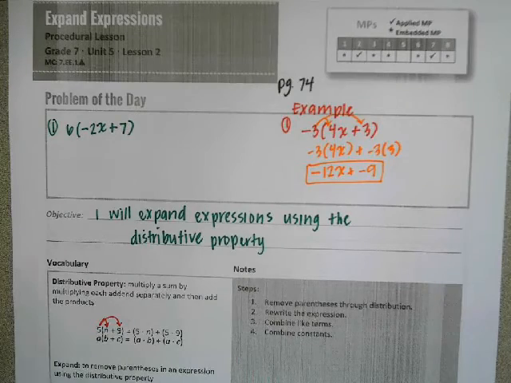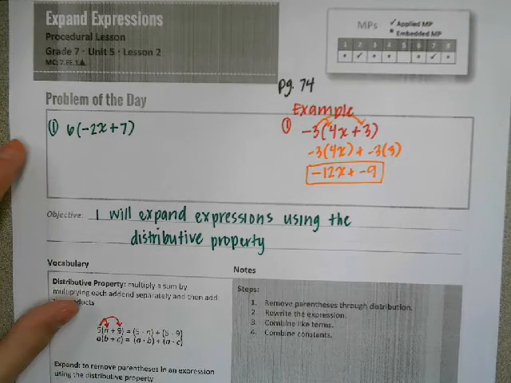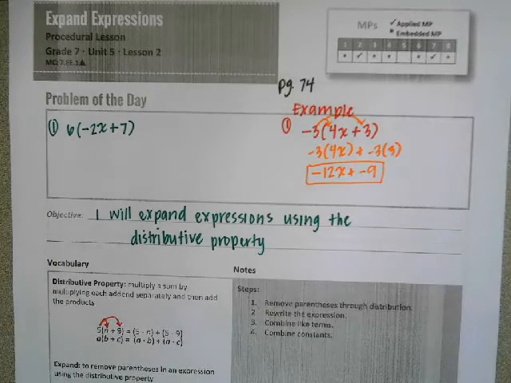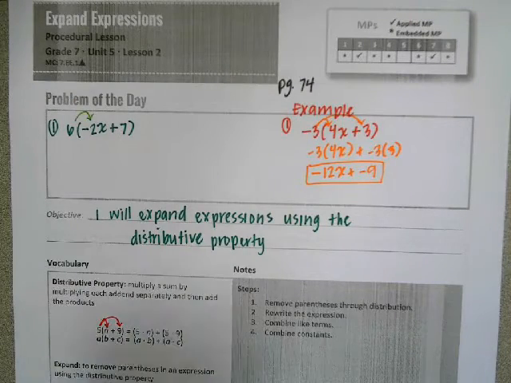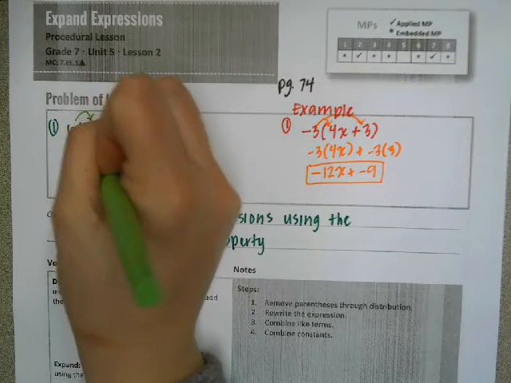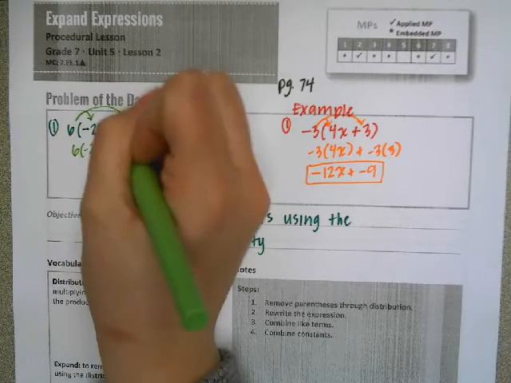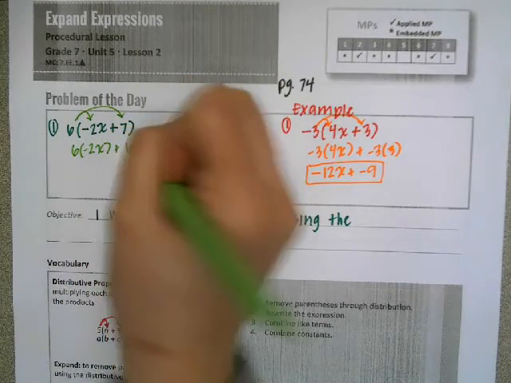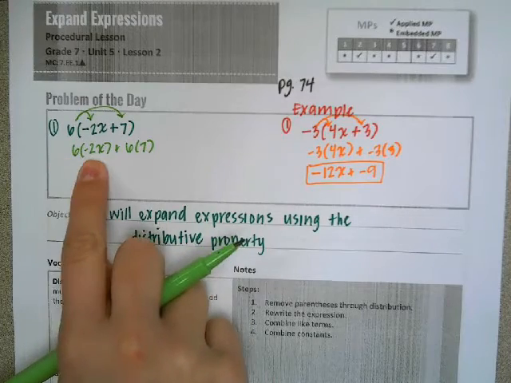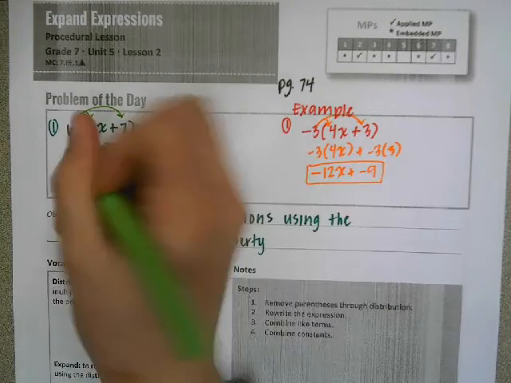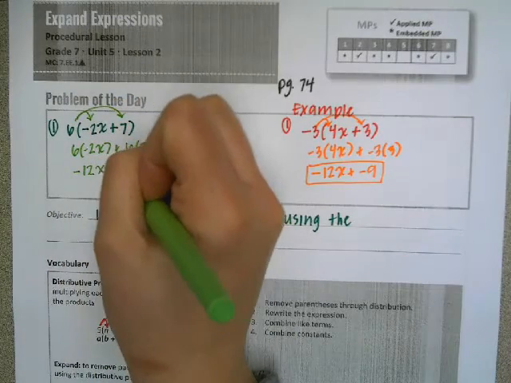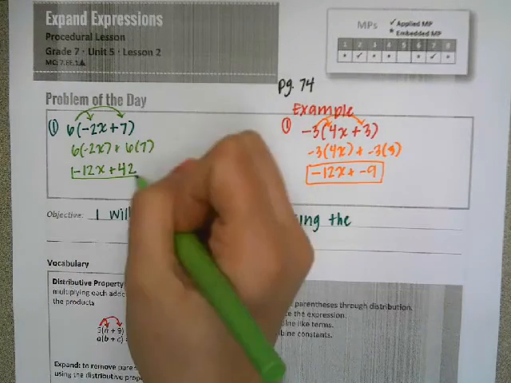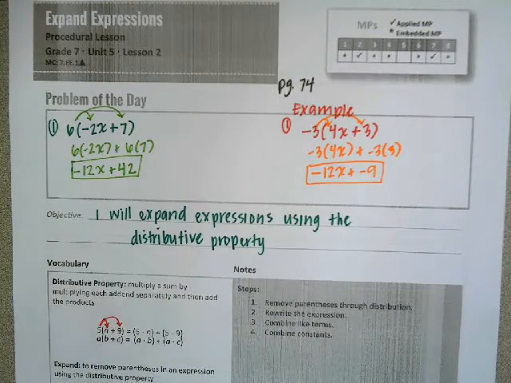So for the example in green now, we are going to do 6 times negative 2x plus 7. So again, we're just taking the number on the outside and multiplying it by each term inside the parentheses. So 6 times negative 2x, plus 6 times 7. 6 times a negative, so a positive times a negative is a negative. 6 times 2x is 12x. And 6 times 7 is 42. And that is your final answer. So today's objective is going to be, I will expand expressions using the distributive property.